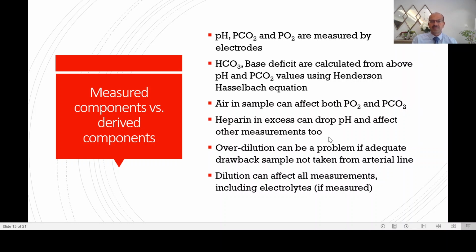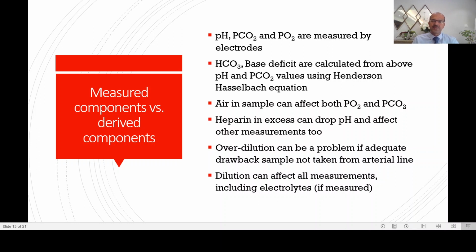Heparin can affect the pH, and obviously if your normal saline with heparin infusion is diluting the sample, your electrolyte measurements will not be accurate. I've seen some clinicians acting on this when it's not correlating with the clinical picture. So always think about whether the pH and the electrolytes are correlating with the clinical picture.